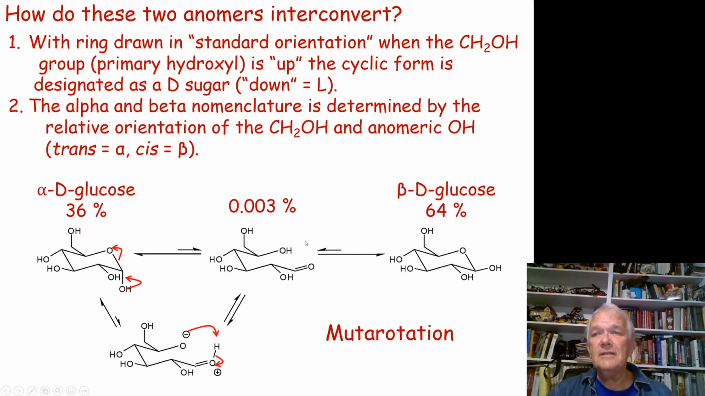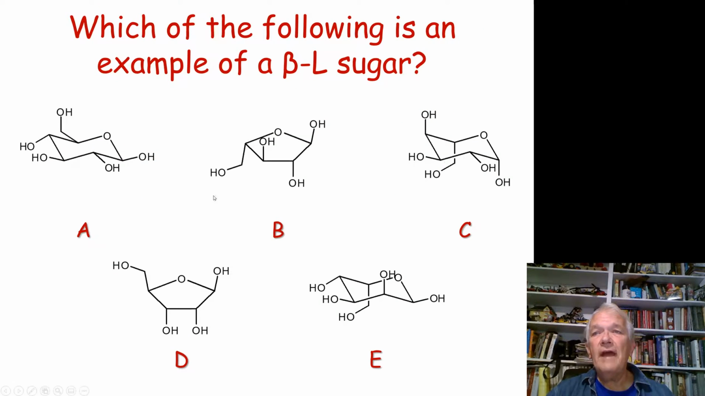So let's look at a question on this. Here are now five sugars, different sugars. Some are five-membered rings, etc. Number 6 is a beta L sugar. Now, I said the standard orientation is you want the side group here to be up for a D. So for an L, we're looking for it to be down. Which ones have this group down? Here it's up, there it's down, here it's down, here it's up, there it's down.